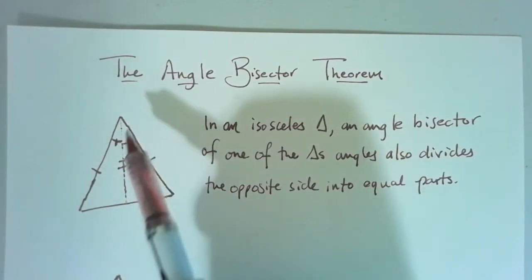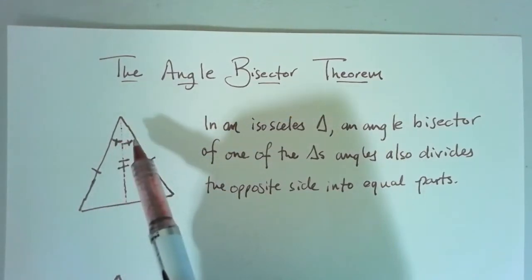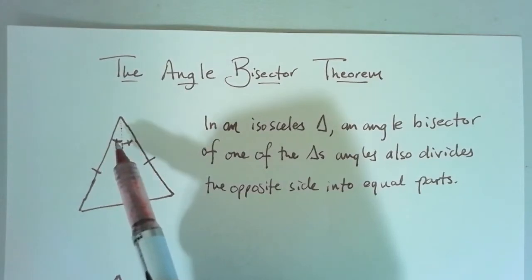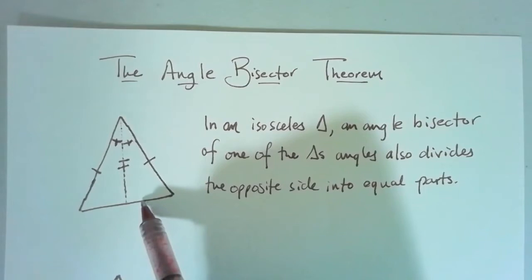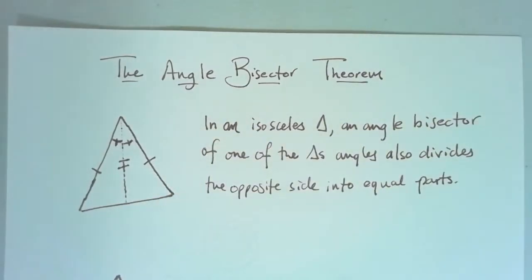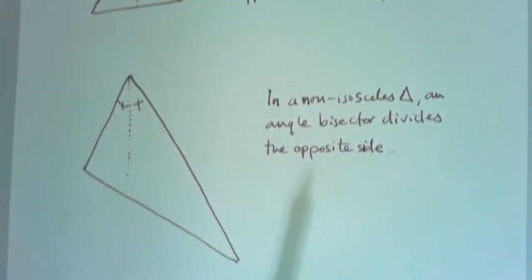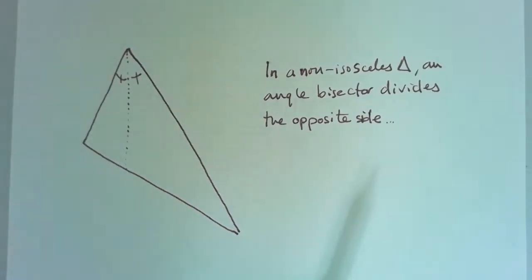So when you have an isosceles triangle, if you cut the angle at the top of the triangle in half, the bisector comes down and also cuts the bottom in half. That is not true if the triangle's not isosceles.